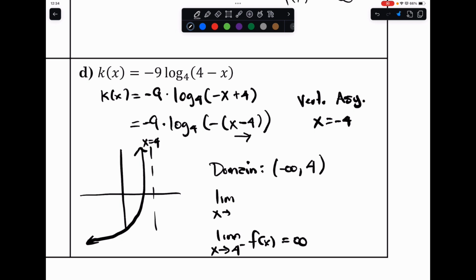And the left end behavior, which is now negative infinity instead of positive infinity, there's no vertical asymptote to the left. So we're going to go all the way to negative infinity. The y values are decreasing without bounds, so negative infinity right there. Okay, so this would be the domain of our function, and of course our vertical asymptote.